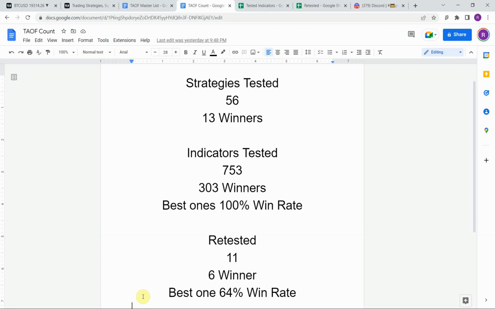Now you need to go back and watch those videos to understand the context of how they were able to achieve that. So go back and watch those videos and see what you can get out of those winning indicators. We've also retested in the advanced testing 11 of the winning indicators. 6 of them have been able to maintain the winning status. The best one is a 64% win rate. Now keep in mind that we test most of these strategies and indicators on the Forex and crypto market, but they can be applied to just about any market universally.